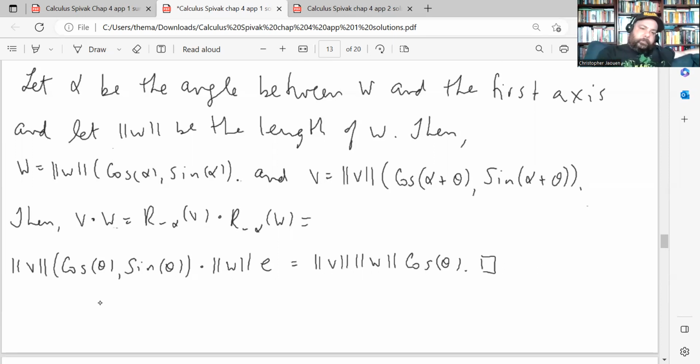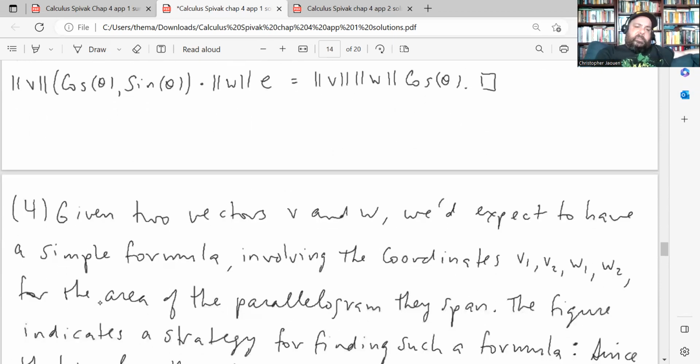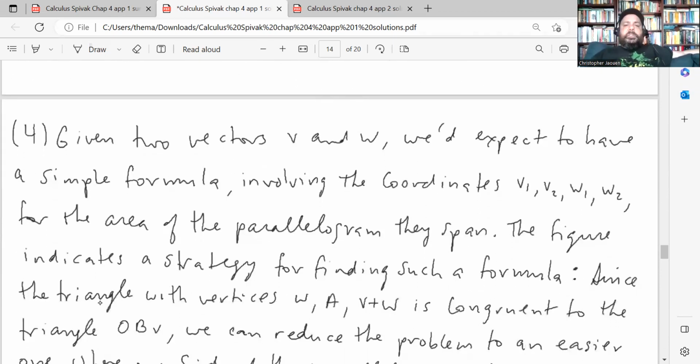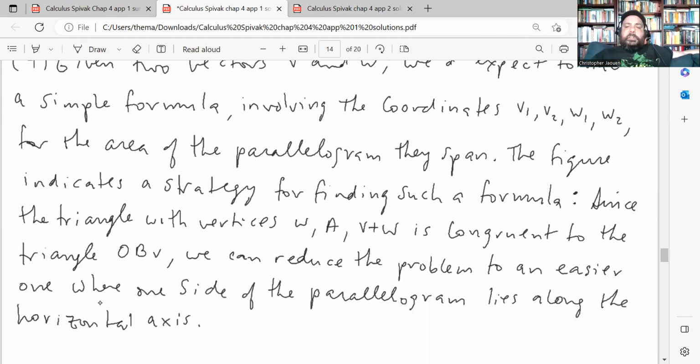And that's it. All right, question number 4. Given two vectors v and w, we'd expect to have a simple formula involving the coordinates v1, v2, w1, w2 for the area of the parallelogram that they span. The figure indicates a strategy for finding such a formula.